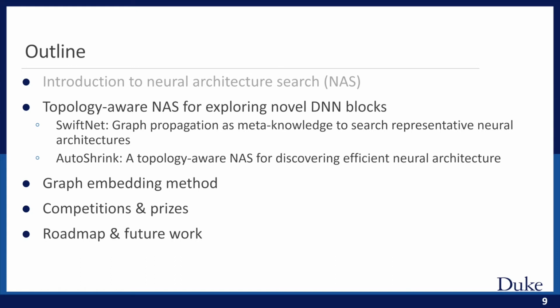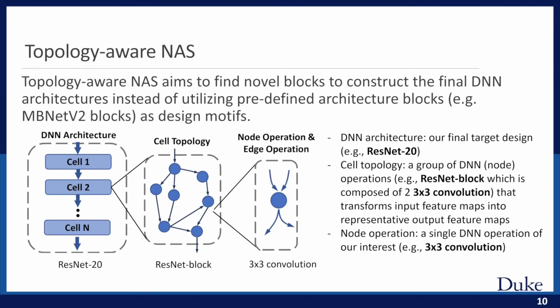The first one uses graph propagation as a mental knowledge for search, and the second one tends to discover efficient neural architectures. I will quickly go over those technologies, but I also post the link or the information of our publications, so you may refer to that and let me know if you have any questions. Okay, so I will start with topology awareness over here. Again, as I mentioned, our goal is to address the high search cost issue.